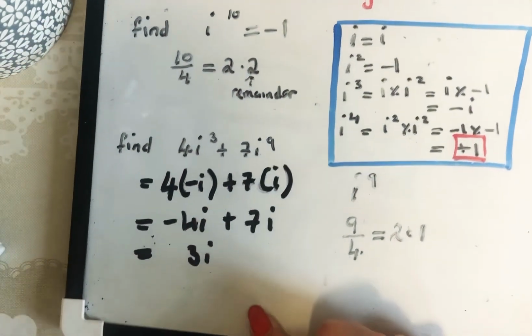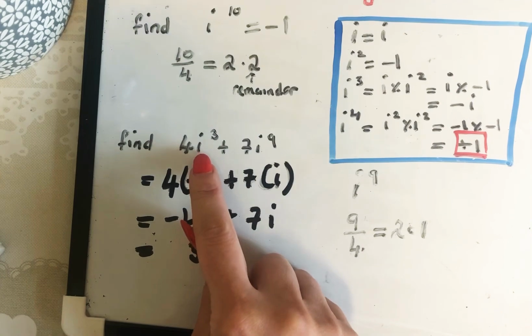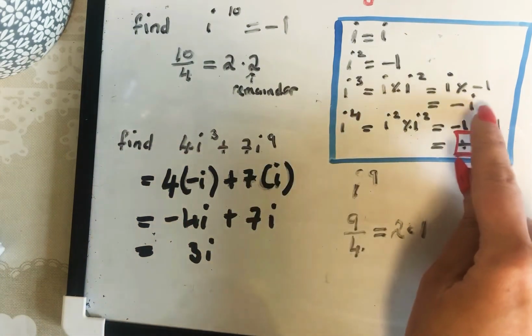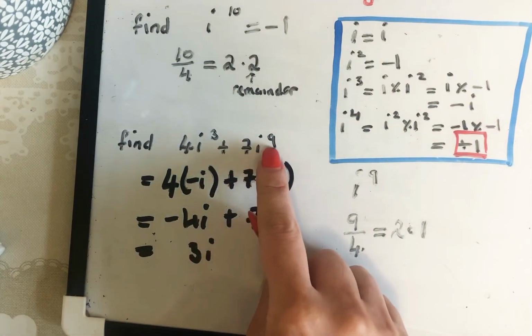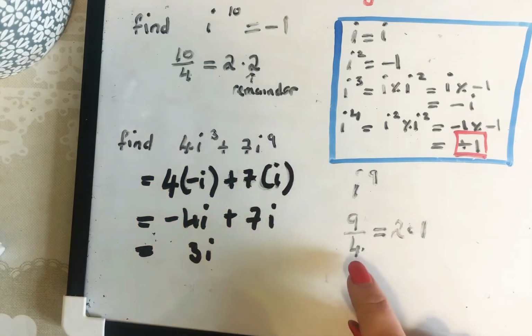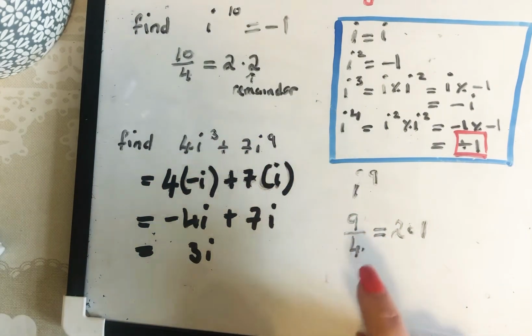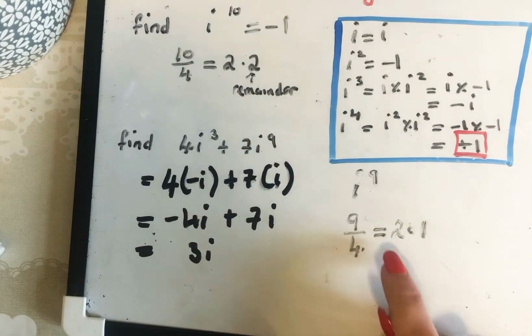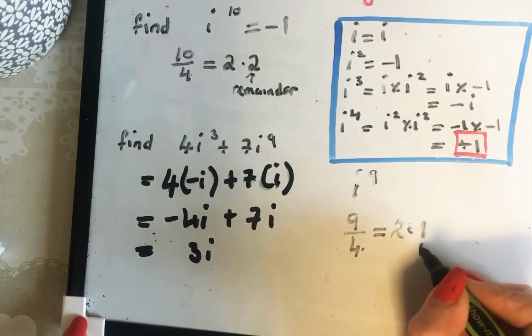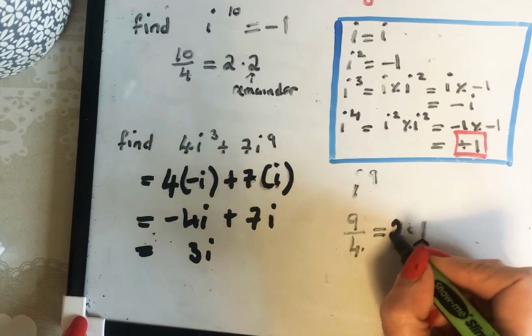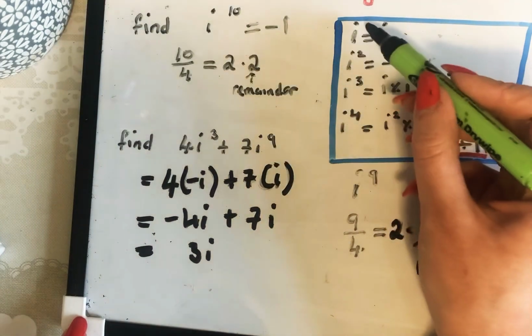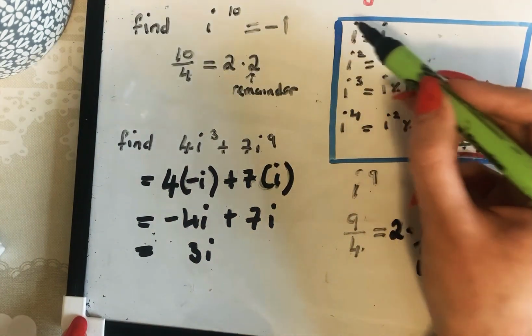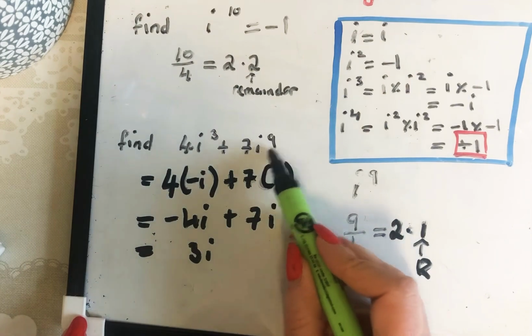Down in this example down here, this was just straight off from our chart. So i cubed was -i. And then i to the 9. So how many times is 4 divided into 9? Well, 4 goes into 9 2 times, a remainder of 1. That was our remainder there, so a remainder of 1. And we go back to our chart and we can see that it's just i. So we replace the i to the 9 with an i.